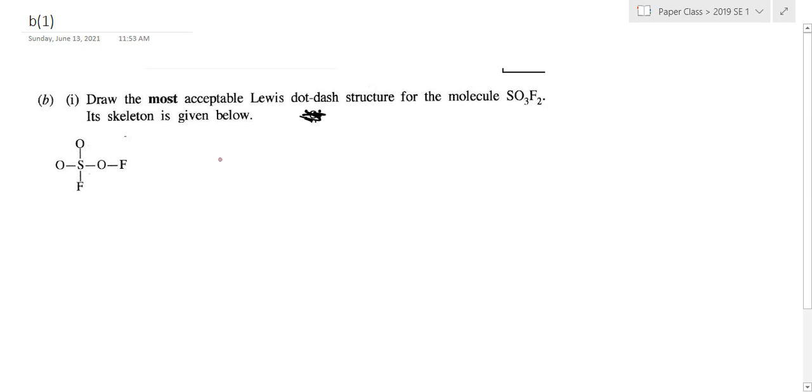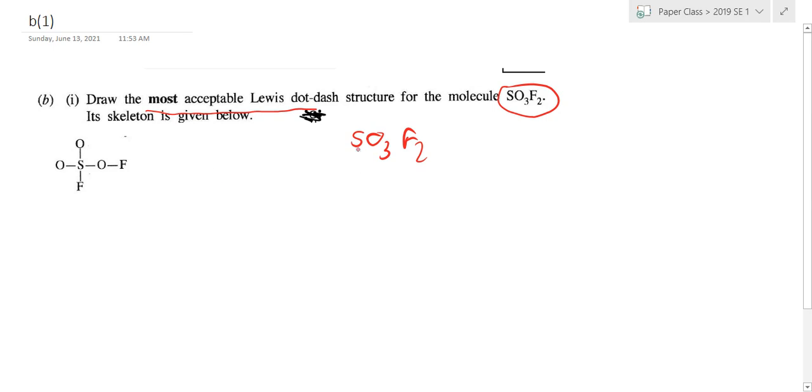Let's draw. First draw the most acceptable one with dots and dashes. Here you can see that the molecular formula is SO3F2, and there is no charge. The overall charge is 0. It means no ion charges should be there. Overall charge should be 0.